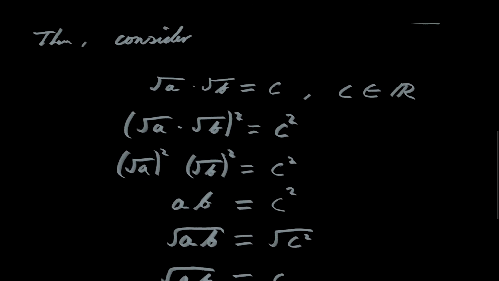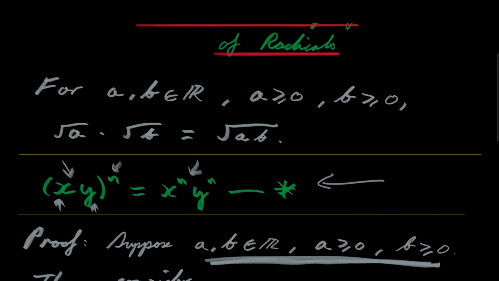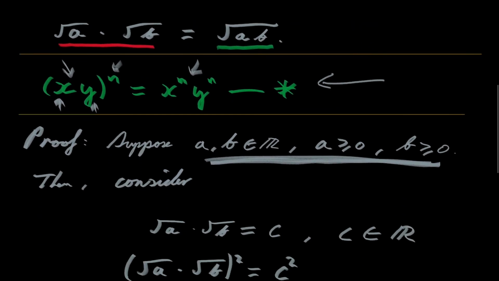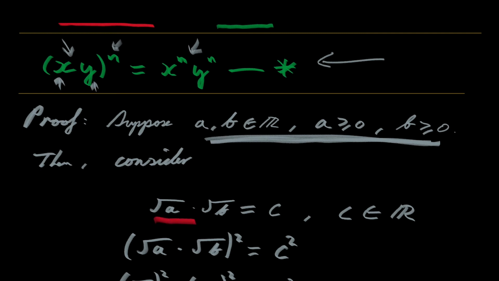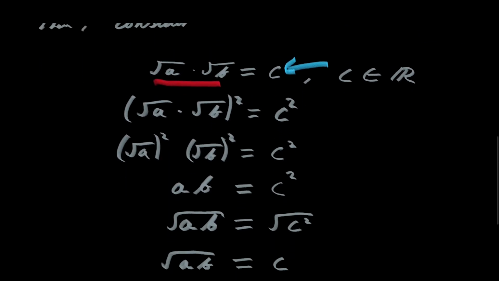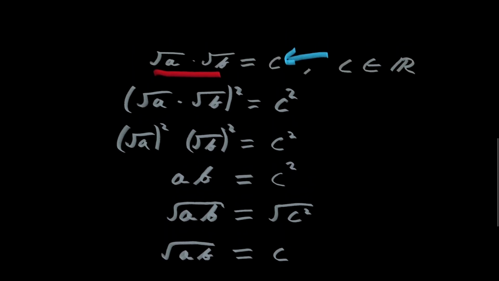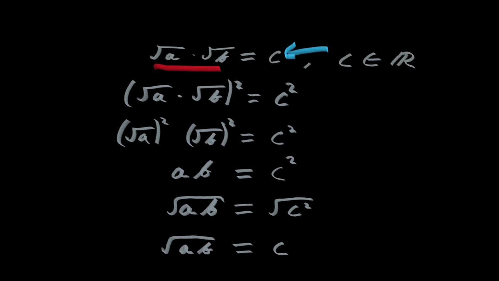Actually, I'll show you this first. Remember what the product property of radicals said. It said that the square root of a times the square root of b was equal to the square root of the product of a and b. And what we said, I'm going to keep the same colors, we said that the square root of a times the square root of b was equal to c. But what color did I use? I used green. But we also found that the square root of the product of a and b was equal to c.